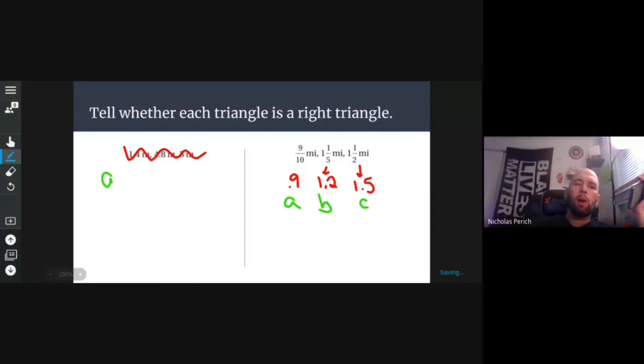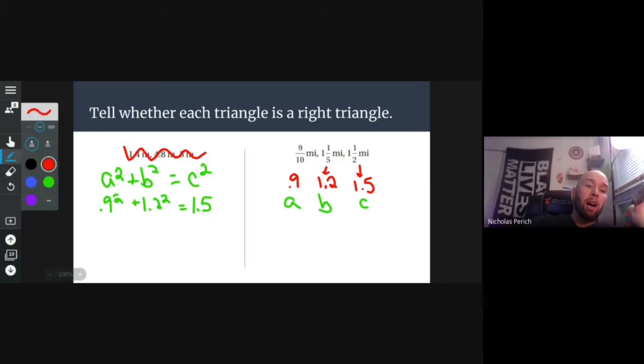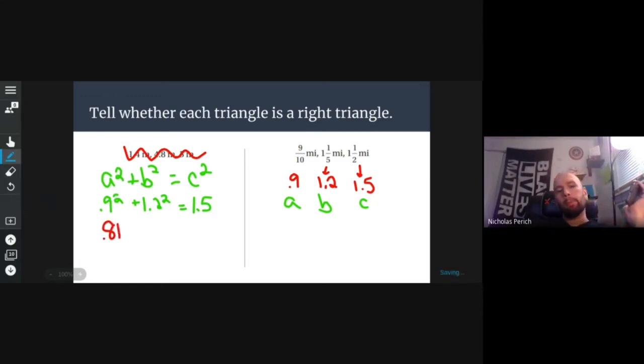So I have A squared plus B squared equals C squared, right? 0.9 squared plus 1.2 squared has to equal 1.5 squared. 0.9 squared is the same thing as 9 squared with the dot in front of it. 1.2 squared is the same thing as 12 squared with a dot there. And 1.5 squared is the same thing as 15 squared with a dot.